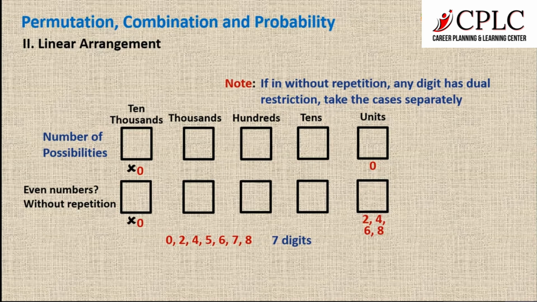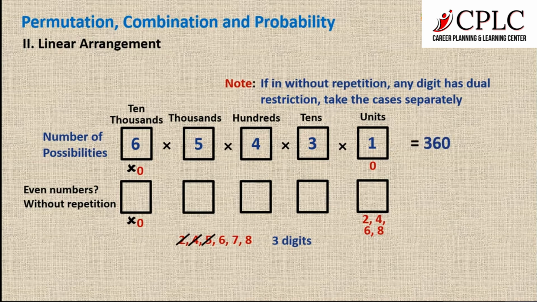So the first scenario, with 0: units place only 0, that is one possibility. One digit goes off out of the 7 digits. 10,000s place, all 6 digits can come because 0 is anyways utilized in the units place. Then any one of the digits is used, which means we are left with 5 digits, and every time one digit will be reduced because repetition is not allowed. So thousands place will have 5 possibilities, hundreds place will have 4 possibilities, and tens place will have 3 possibilities. As usual, you are going to multiply everything: 6 into 5 into 4 into 3 into 1, which is 360.